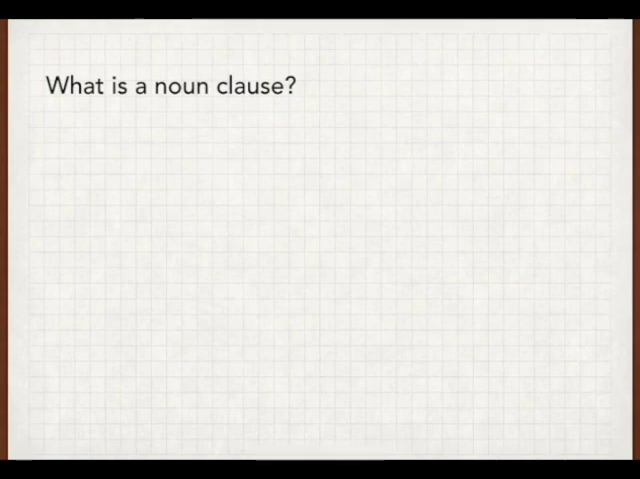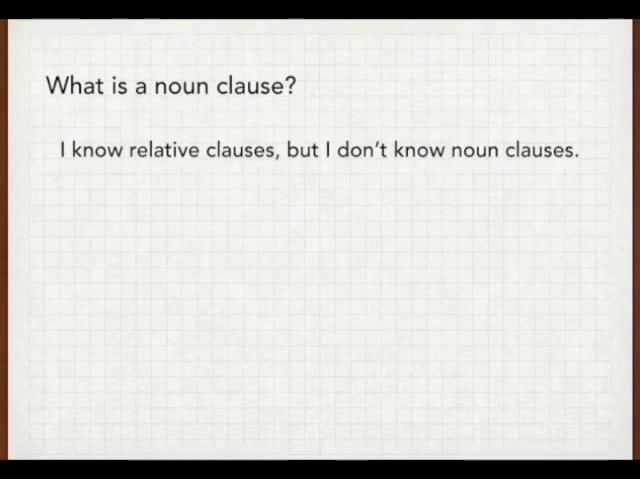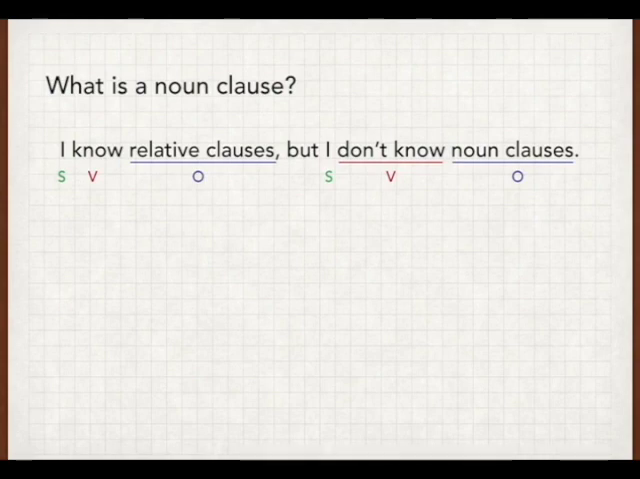Okay, so let's start with a simple question. What is a noun clause? Well, let's see a very simple sentence. I know relative clauses, but I don't know noun clauses. Well, this sentence is easy to understand, and you are a pre-intermediate student, so you know that I is the subject, know is the verb, relative clauses is the object, and then we have a second clause, I is the subject, don't know is the verb, noun clauses is the object. Good, easy.